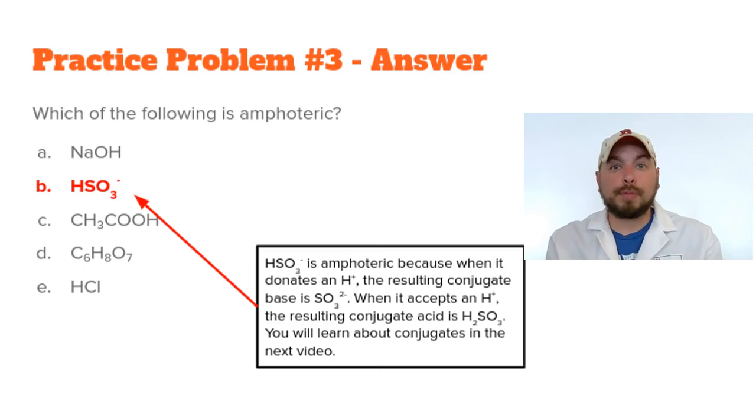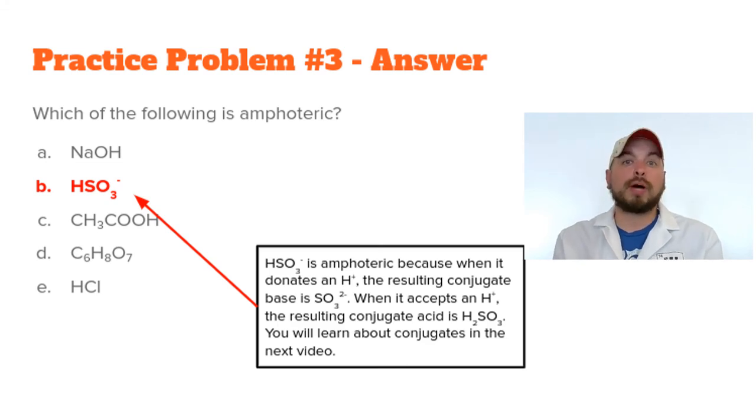The reason it's B is because HSO3- can accept an H+ to become H2SO3, sulfurous acid, or it can donate an H+ to become SO3 2-, the sulfite ion. Therefore, HSO3- is in fact amphoteric. None of the other species could do both, accepting a proton and donating a proton.